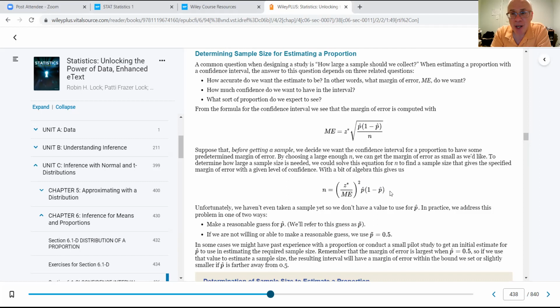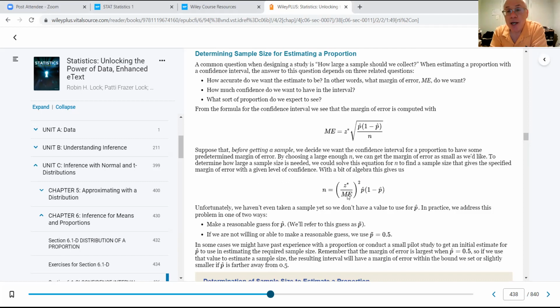Now you might say, all right, that's fine. I can calculate z because I know my level of confidence. If I say 95%, I know z is 1.96. And I just found out with 99% confidence, it's like 2.57 or something like that. So I can calculate that with my calculator. The margin of error is something that you can determine up front. You may want your confidence interval to be so wide, right?